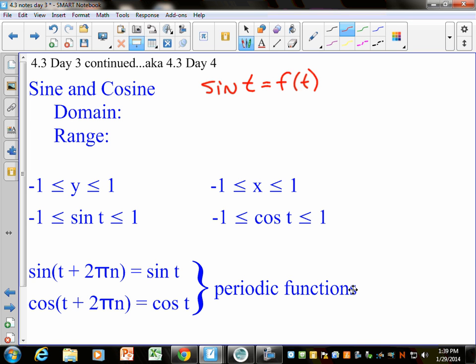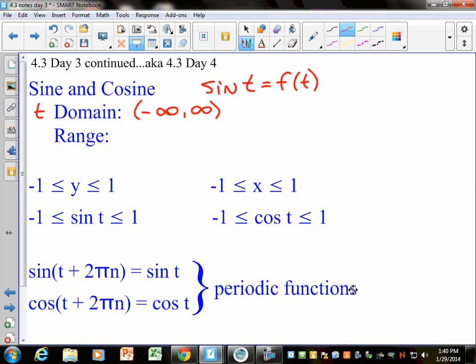Sine of t, the domain would be the t values. Could I plug anything I want in for t? Could I plug in the sine of 762,000? I could plug in the sine of negative 2.6. I could plug in anything. We like to plug in nice numbers like pi over 6 and pi over 3 because we get cool answers out of it. But you can really take the sine of anything you want and the cosine of anything you want, which is why the domain of sine and cosine is all real numbers. So we're going to say negative infinity to infinity, because you can take the sine and cosine of whatever you want.